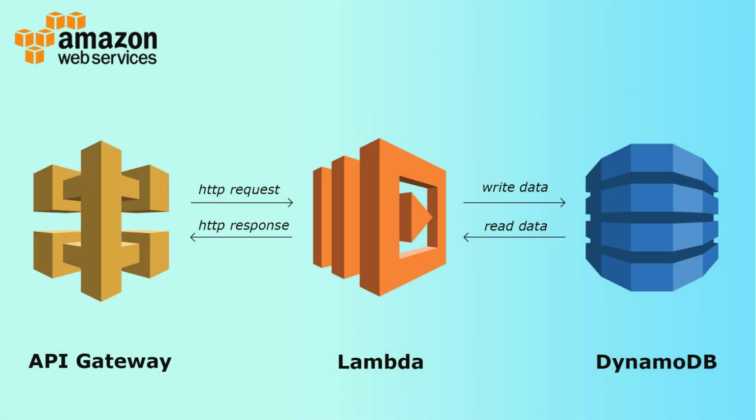In this lesson, we'll be using API Gateway to create a simple REST API to interact with our Lambda functions to get and set user data. So API Gateway will call our Lambda functions, which will in turn get and set data in the database.